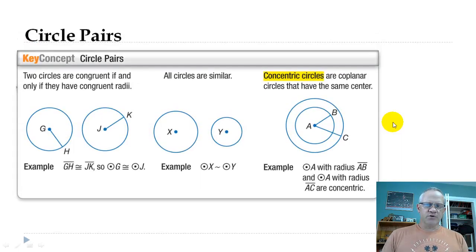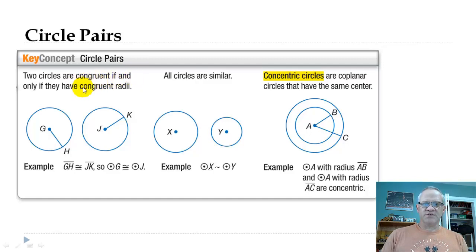All right, just quickly, some things about circle pairs. If you have a couple of circles, first of all, remember before when we were talking about different shapes, not circles, but polygons, and we said they were congruent if the size and the shape was exactly the same.